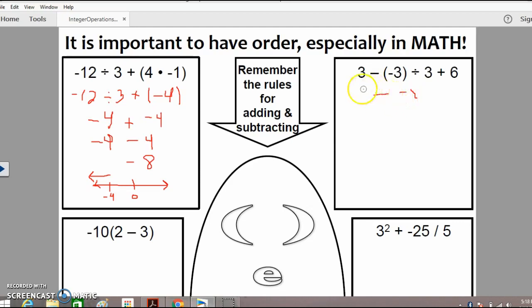And this is 3 minus -1. Let me make that a little bit better. And then I add 6. Okay, don't forget. If I have 3 minus negative 1, I really end up having 3. Do you know what I have?